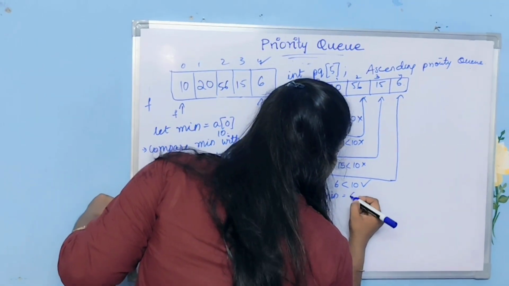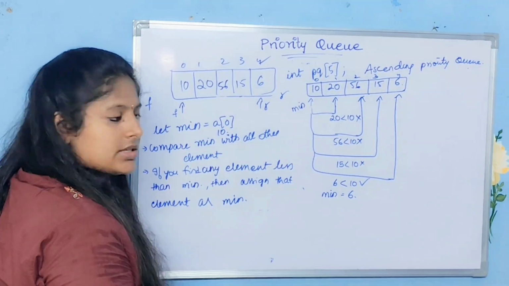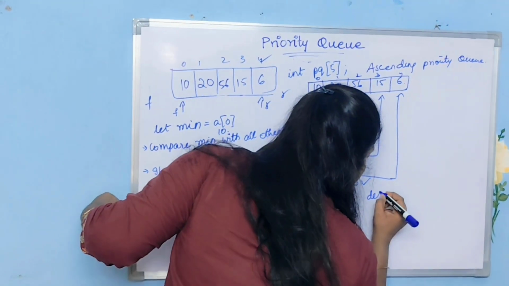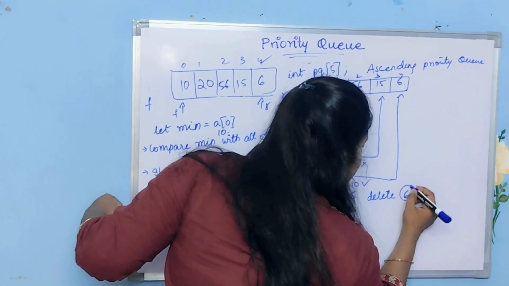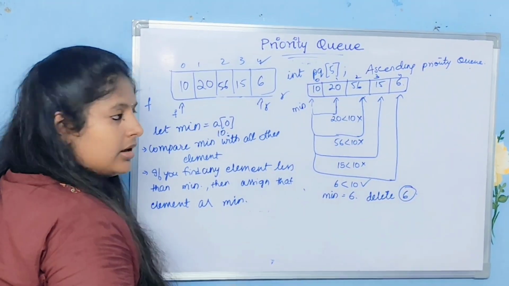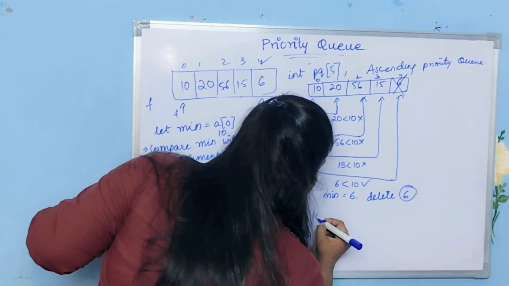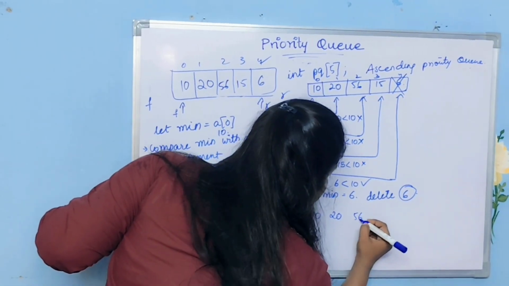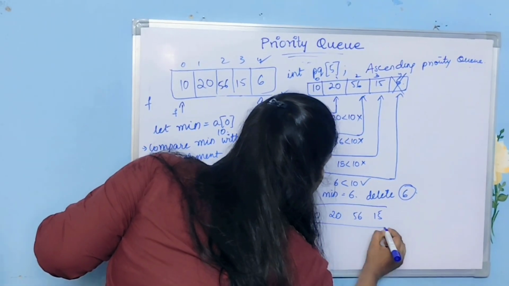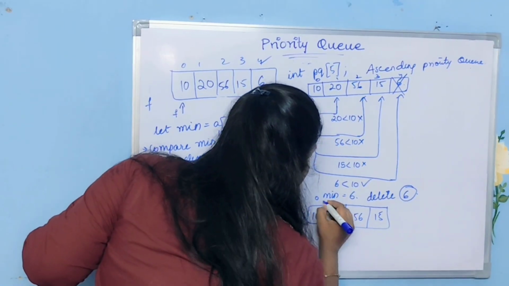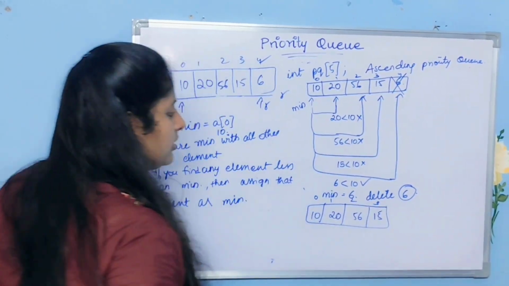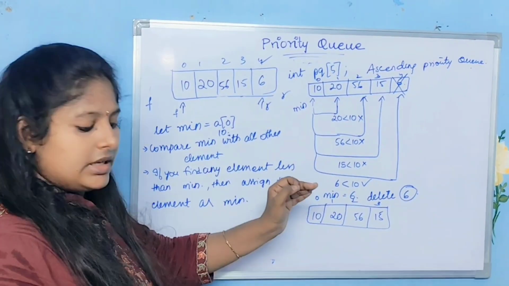Now min is 6. So delete 6. So 6 got deleted. Now the queue is 10, 20, 56, 15. This is how deletion is performed.